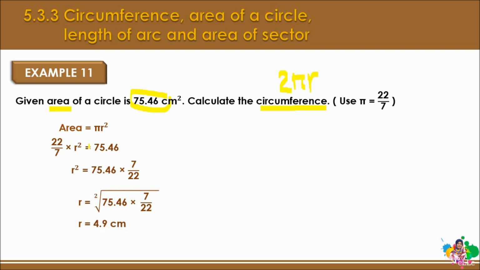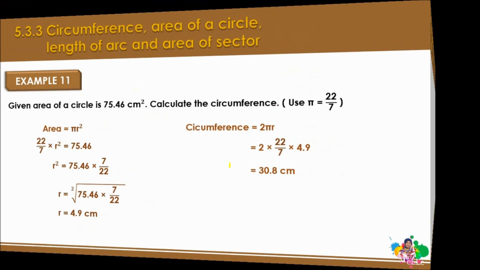Make sure you know how to solve this equation. This one you have learned in Form 1. Alright, so next you can find the value of circumference. Circumference equals 2 pi r. So you substitute the value of radius that you have found, then you will get circumference equals 30.8 centimeter. Okay, next.